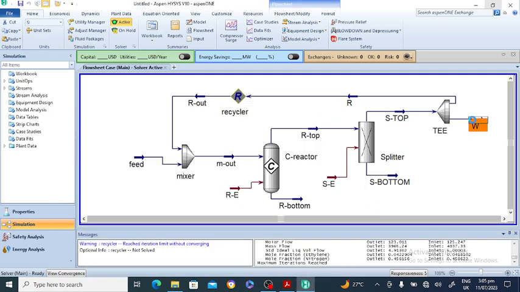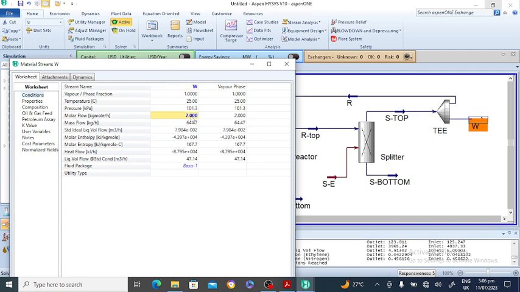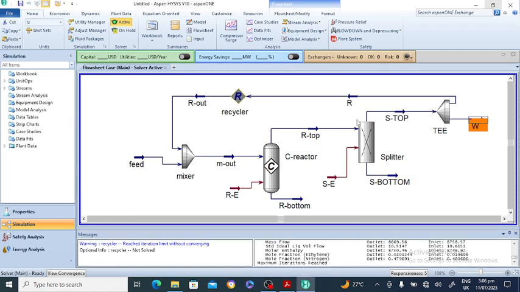I'm changing it to 1. Let's check it. Now it is 271, this one is 272, and this is 320 kilomole per hour. So 271, 272, and this is 48. This and this, when combined, give us this one.